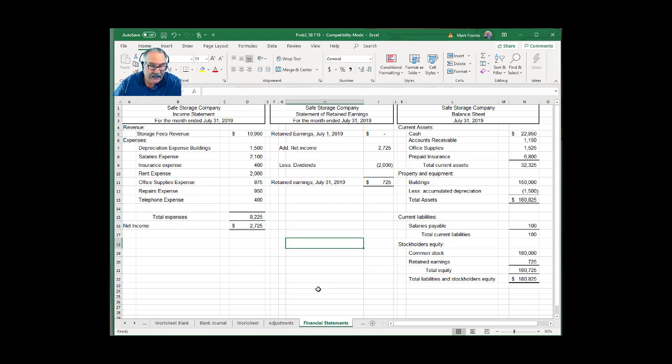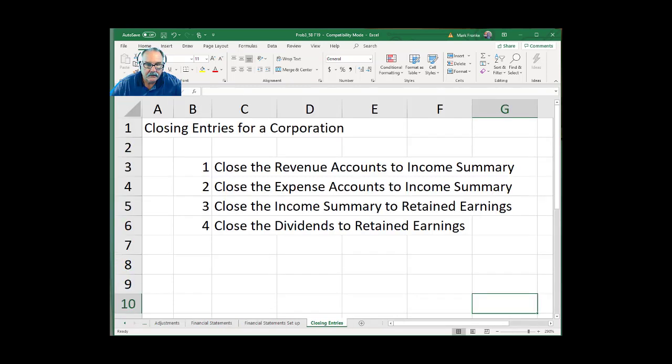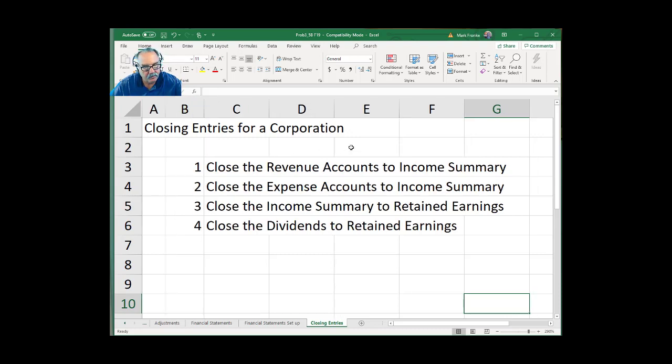So now we can make the closing entries. Let's review the closing entries. The entries are very, very similar to the closing entries that you learned in Accounting 100. But before we talk about them, let's talk about why. Why are we making these closing entries, and when do we make them?